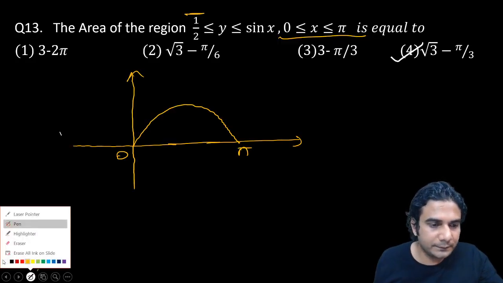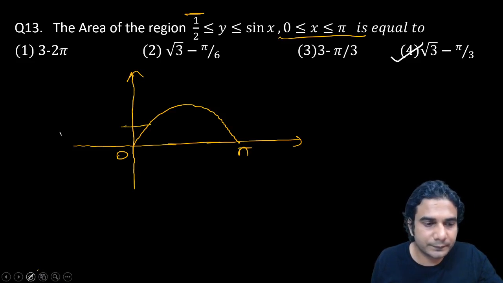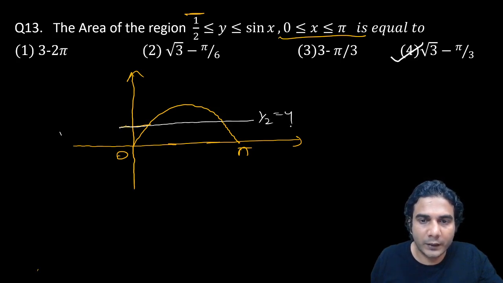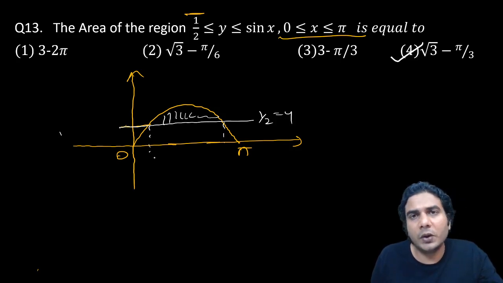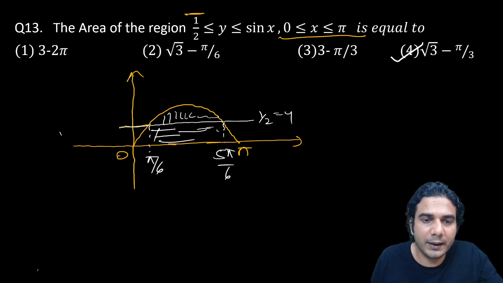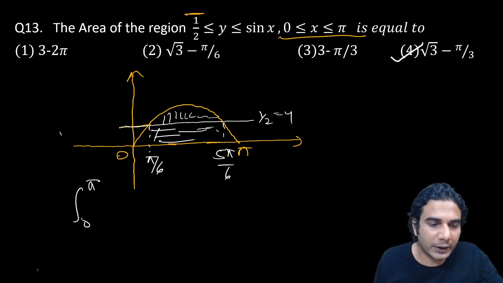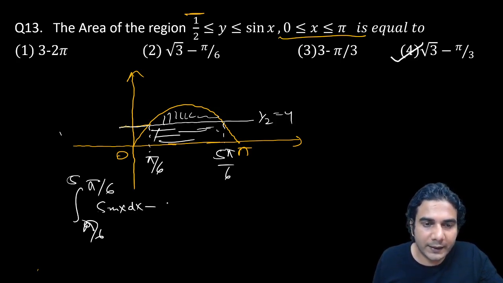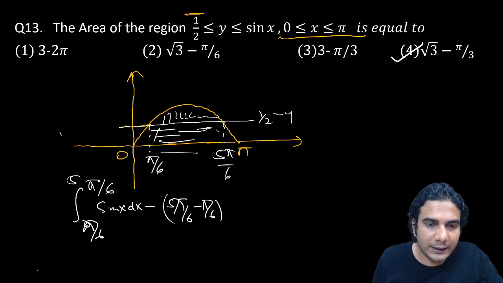Let's do it. This is 1 by 2, okay? Y is equal to 1 by 2. So it is above this, so this will be the bounded area. That means you need to integrate. Y is 1 by 2 when sin x is equal to 1 by 2, it is pi by 6, and pi minus pi by 6, that is 5 pi by 6. So that means you need to integrate sin x from pi by 6 to 5 pi by 6 and subtract the area of this rectangle. So integral from pi by 6 to 5 pi by 6 of sin x dx minus the area of this rectangle, which is of length 5 pi by 6 minus pi by 6, this length, into height 1 by 2.